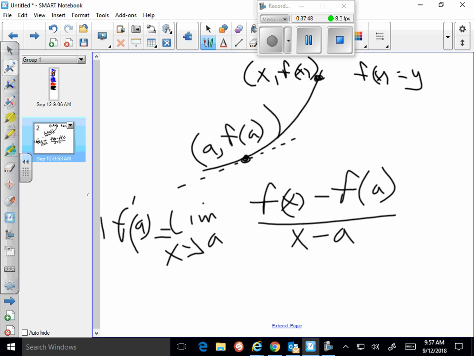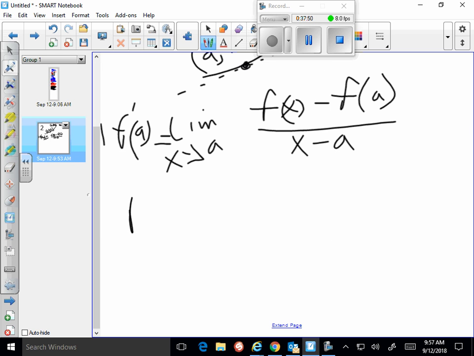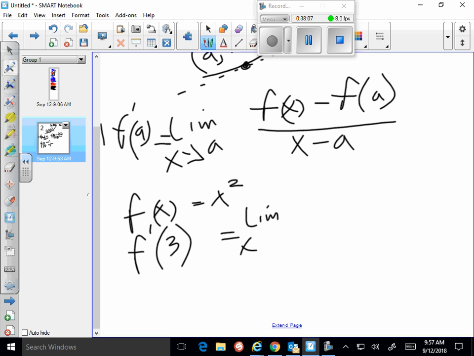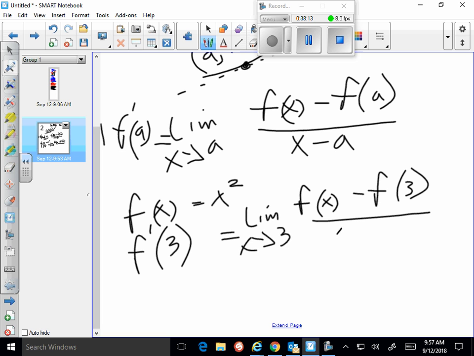So let's go through and use it again. The same f of x, the same f prime of 3. We already know the answer is 6, but let's show it using this other definition. So if I want f prime of 3, I'm talking about the limit as x approaches 3 of f of x minus f of 3 over x minus 3. Any questions about the setup?